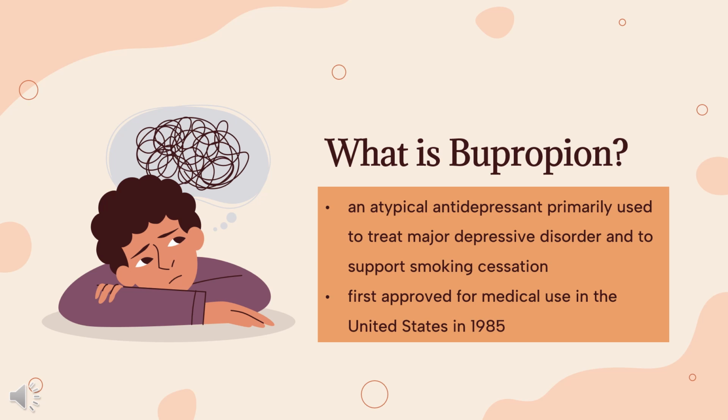Bupropion was originally called by the generic name amfebutamone, before being renamed in 2000. In 2020, it was the 18th most commonly prescribed medication in the United States, with more than 28 million prescriptions. It is on the World Health Organization's list of essential medicines.